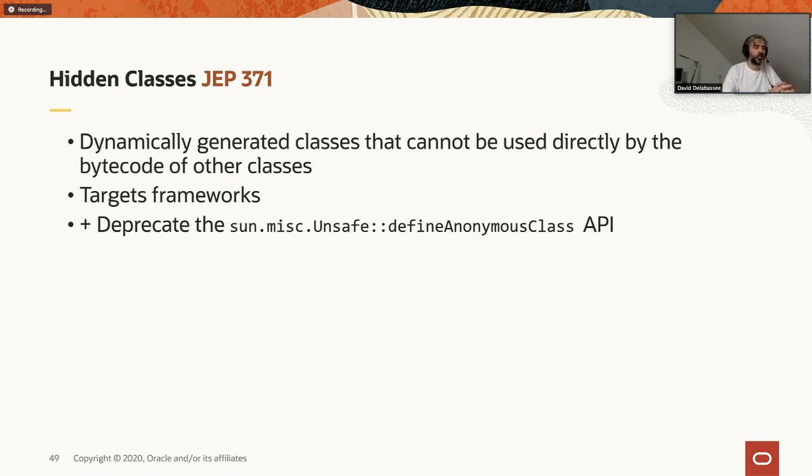So only the frameworks that generate those classes will be able to use those classes. So it targets framework developers. But if we look at the JDK, for example, it is also using that technique, for example, for lambda expressions. So that's something that is also useful for Java itself. And one of the things that will be done in addition to creating this new facility is also deprecating the sun.misc.Unsafe defineAnonymousClass, that is used exactly for doing that, dynamically generating classes.